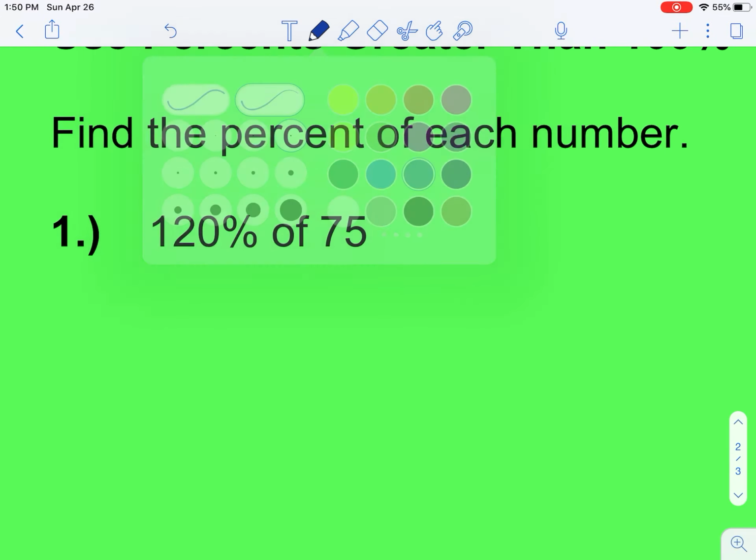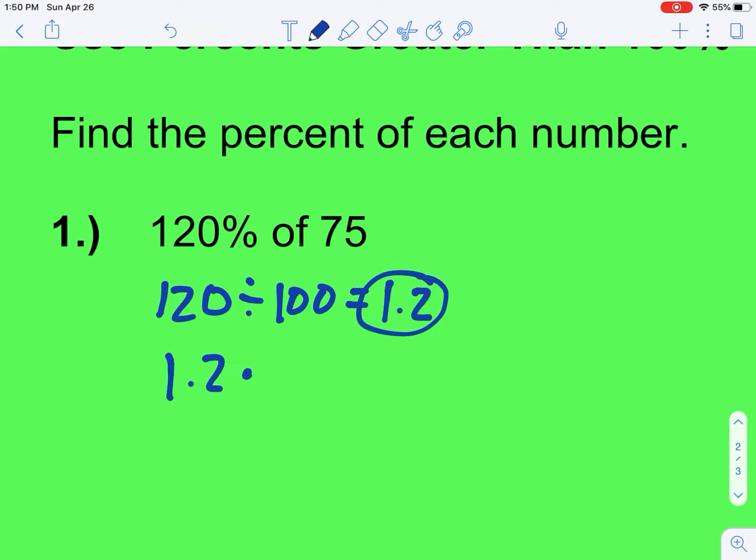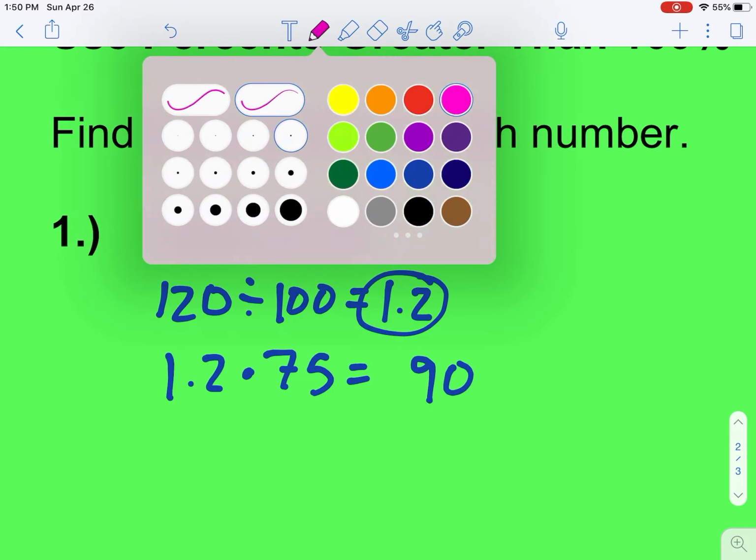Now sometimes our percents are more than 100. We're going to follow the same process. So I have 120% of 75. So I take 120 and divide by 100, and I get 1.2. I'm going to then use this number and multiply it by 75 to get my answer. So 1.2 times 75 is 90. So 120% of 75 is 90.